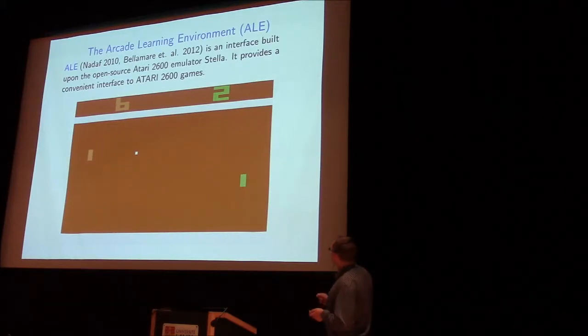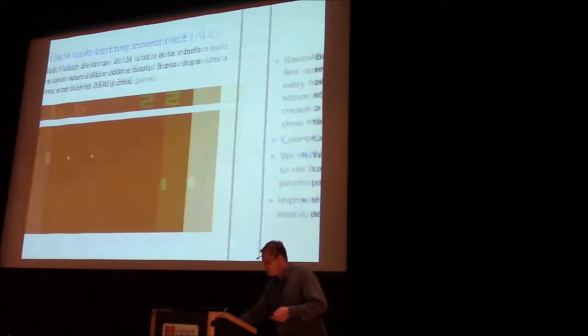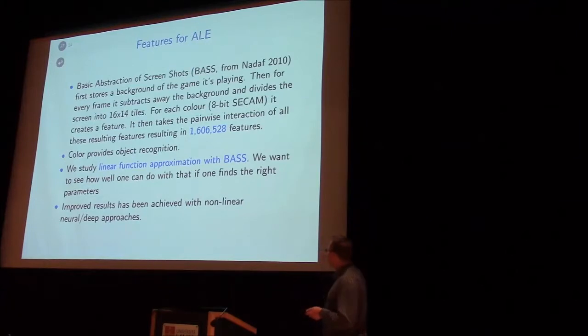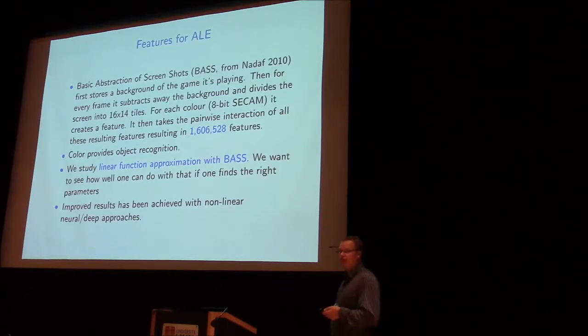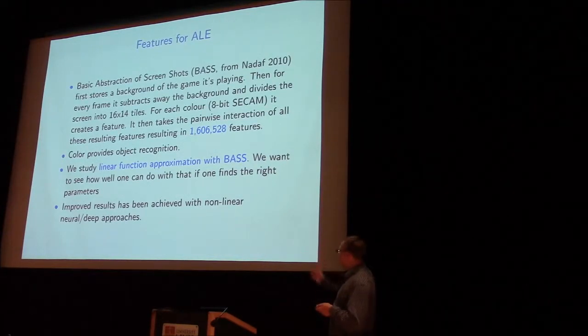But instead, to solve this challenge, we will take some generic features. So for example, split up the screen in tiles, and for each tile, look at what colors are present in that tile, and then you can, for example, take pairwise combinations of all those features. And then you might do a linear function approximator, let's take an inner product with some parameter vector.